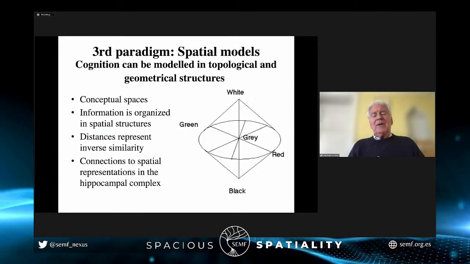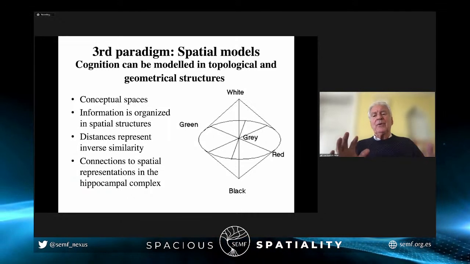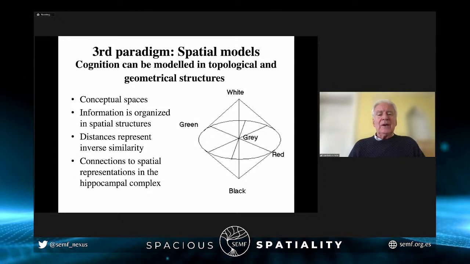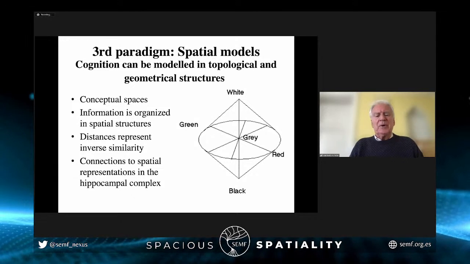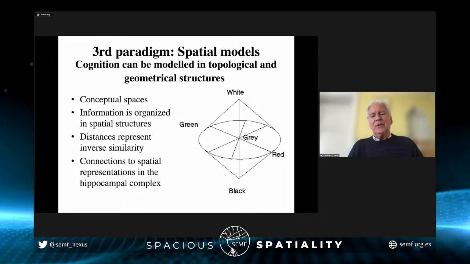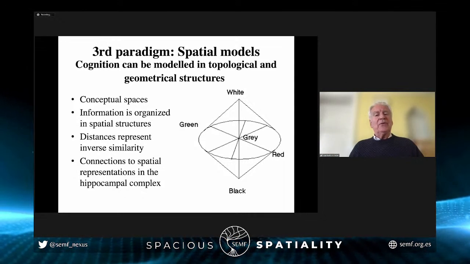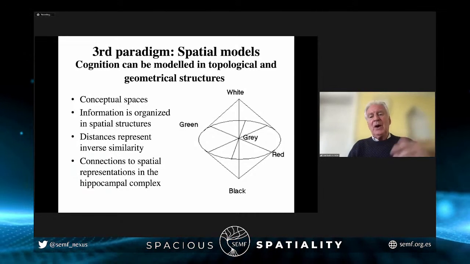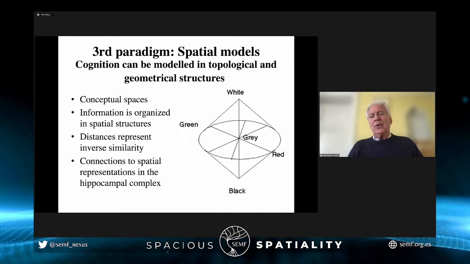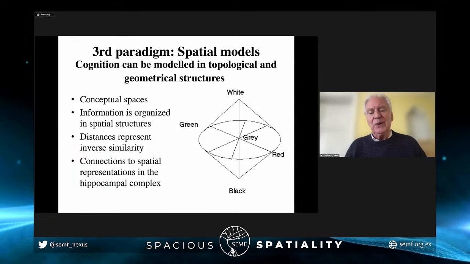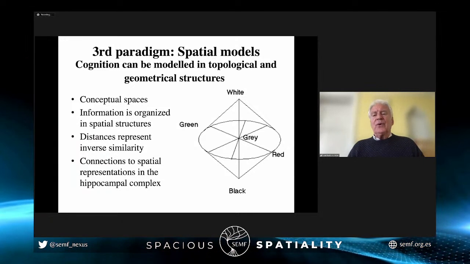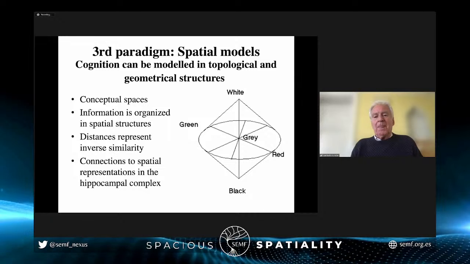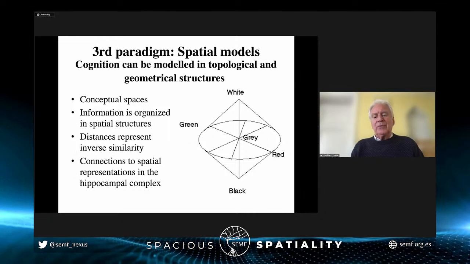If I have time, I will say something about how these spatial representations connect to representations in the hippocampus and the entorhinal cortex. This is a new area. I'm not an expert on it, but I've been taking some interest in it the last few years. When I wrote my book on conceptual spaces, I didn't dare say anything about what's going on in the brain. But now some people are taking up this idea of the brain as a topological or geometrical machine, so to speak, and in particular using it for modeling what's going on in the hippocampal complex. Let's see if I have time to talk about that. Otherwise, you can come back to it in the discussion period.